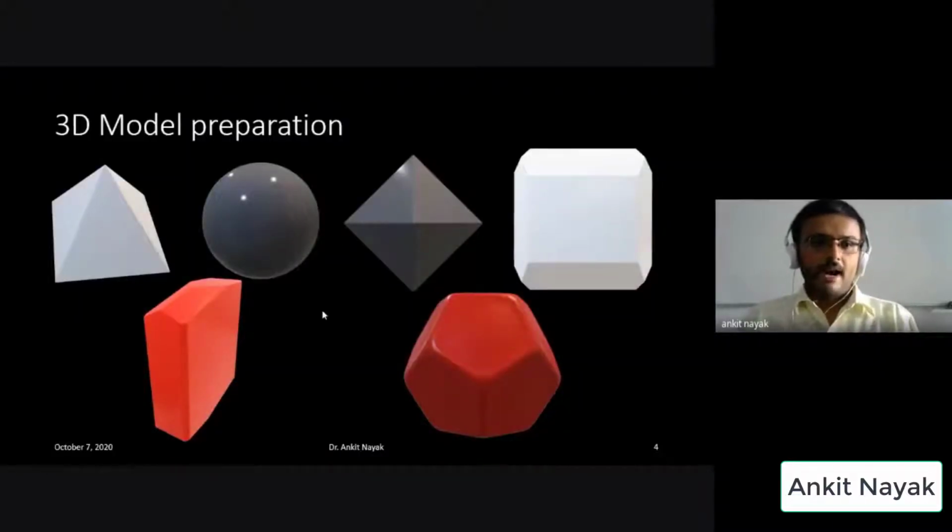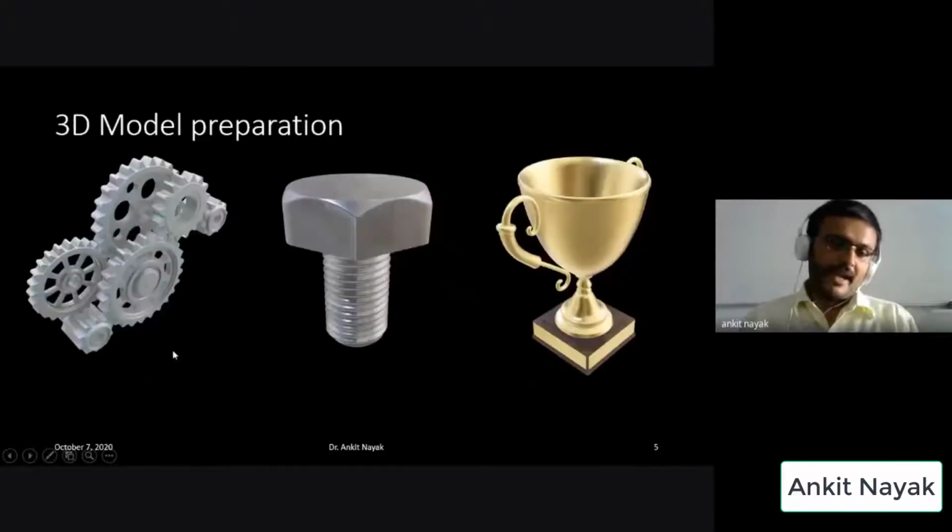But the question arises: how can we prepare the 3D model? A simple 3D model like this pyramid we can create in any solid modeling tool like SolidWorks, ProE, or any other tool. This is also simple; you can create two pyramids and then join them. This is slightly more difficult, but if you know different Boolean operations, then you can also model such a cube or these models.